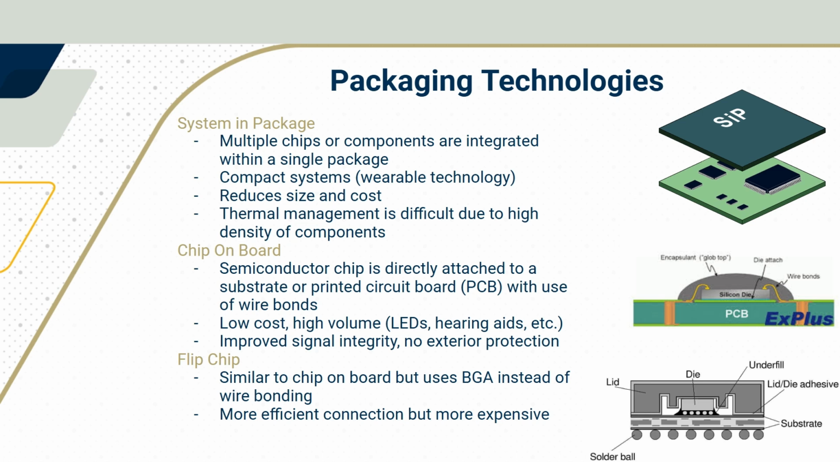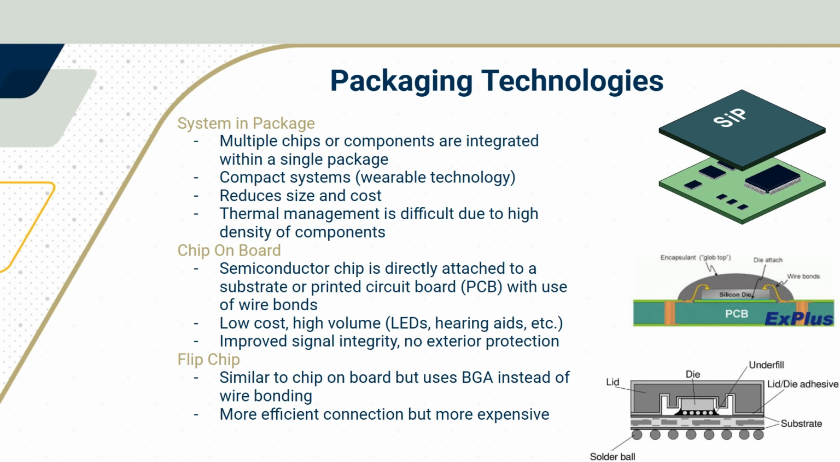When you have a chip on board, this would just be a simple silicon die that goes on top of a PCB. Pretty low cost. You can make them in very high volume. This is what you very commonly would see in LEDs and hearing aids, and you can see this all over the place. It's pretty simple. It is connected through wire bonds, as you can see here, these little wires that connect the silicon die to the PCB.